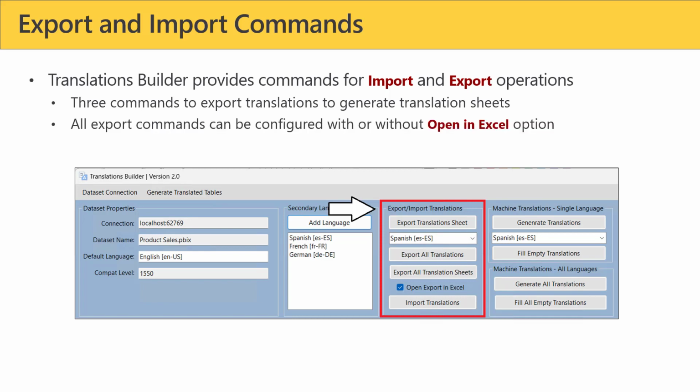Note that there is an open in Excel option. So all the export commands, as you generate a translation sheet, will attempt to open it in Excel if you have that option checked. So sometimes you want to check, sometimes you don't. And note that there's only one import command. So regardless of whether your translation sheet is single language or multi-language, the import logic behind import translations is able to figure that out on the fly.